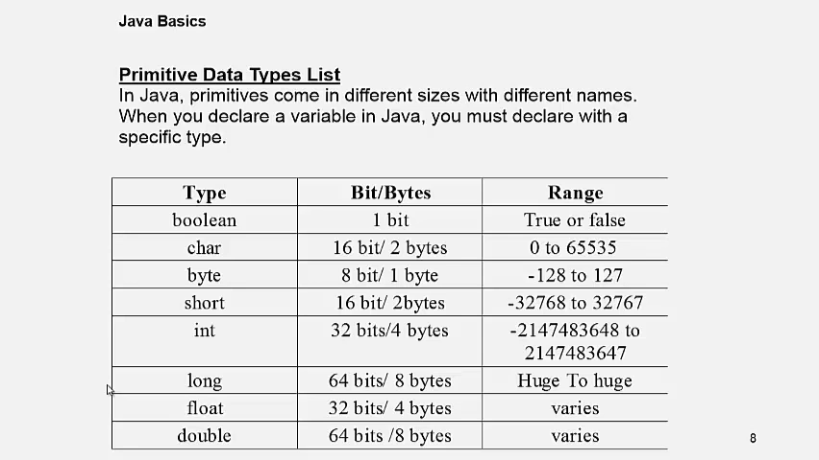Byte is 8 bits or 1 byte. The range is minus 128 to 127. Short is 16 bits or 2 bytes. The range is minus 32768 to 32767. Integer is 32 bits or 4 bytes. Long is 64 bits or 8 bytes, and the range is huge. Float and double are 32 bits and 64 bits respectively, and the range varies according to the processor, or we can say the operating system.